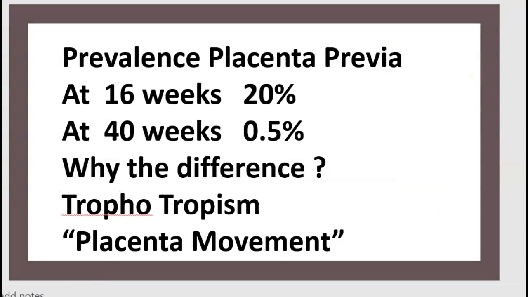What is the prevalence of Placenta Previa? At 16 weeks, it's about 20%. At 40 weeks, it's only 0.5%. Why the difference? Because of trophotropism. Tropho means placenta and tropism means movement.